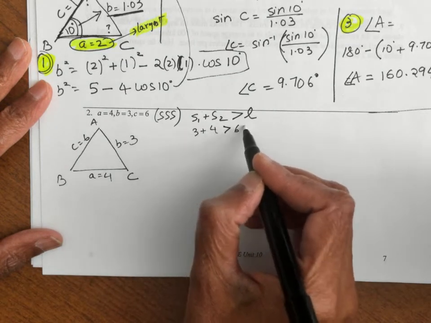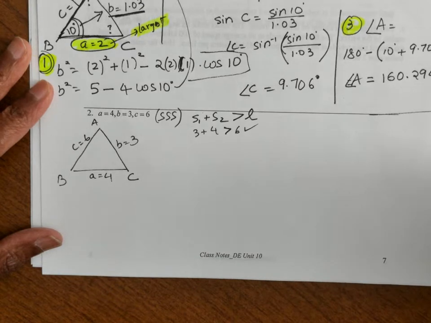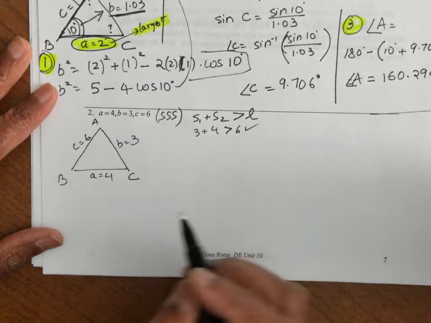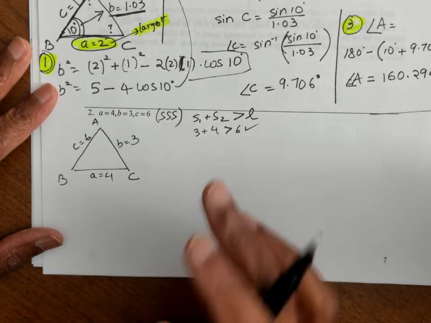Is it larger than 6? Yes. Yes, sort of, maybe from geometry. So take two small sides, they should always be larger than the largest side. S1 plus S2 greater than the large side. Okay, we know it's valid, so I can now start doing my work.